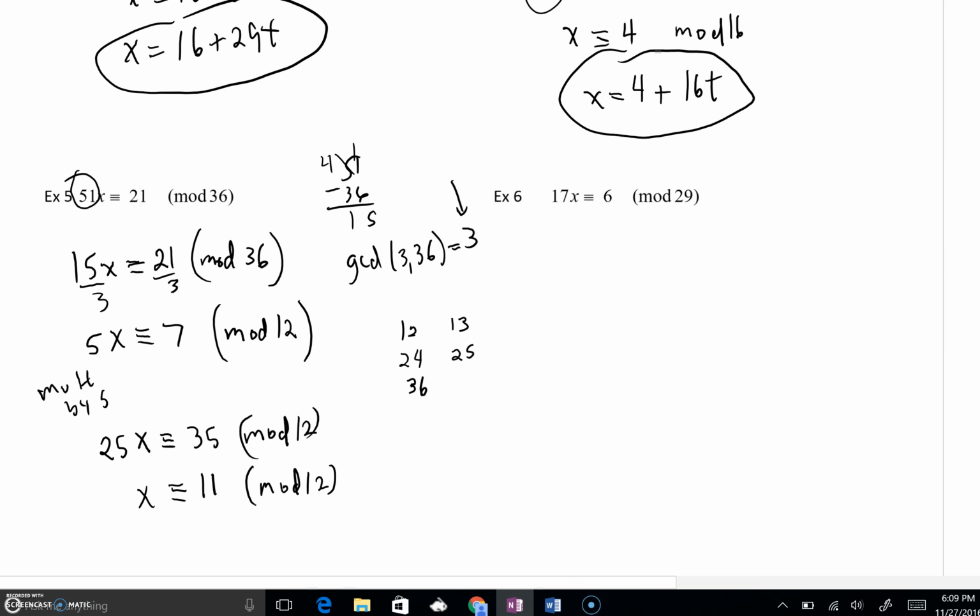How do we write our answer out parametrically? Simply as x is 11 plus 12t. And again, we could let t equal 0, t equal 1, t equal 2, t equals negative 1, negative 2. All of these numbers are going to arrive at equivalent integers that would have a remainder of 11 when we divide by 12.